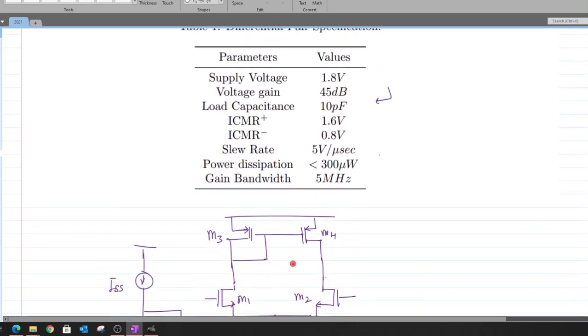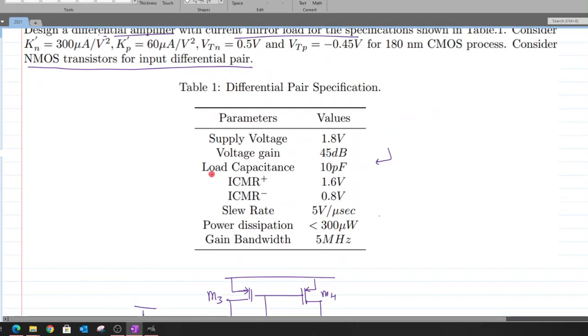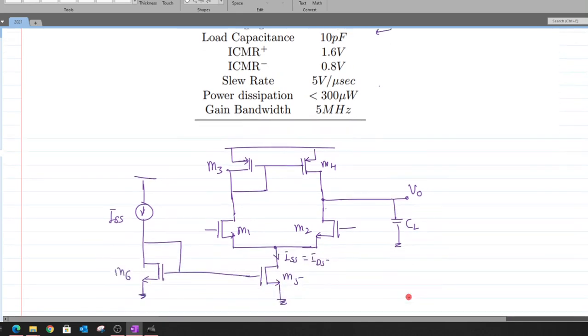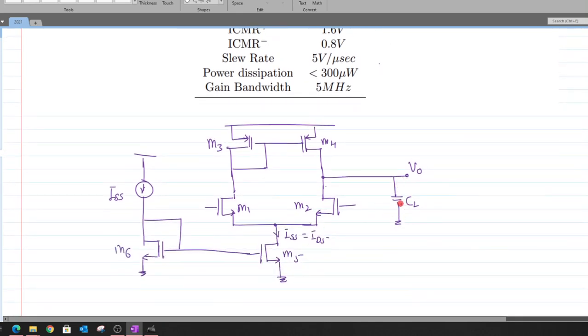But one important thing is that you can see from the specification that the output of this differential amplifier, which is generally tapped between the drains of M4 and M2, is driven by some sort of capacitive load. That capacitive load has a value equal to 10 picofarad. So this is one extra thing that we have added based on the specification. It is trying to drive a capacitive load.